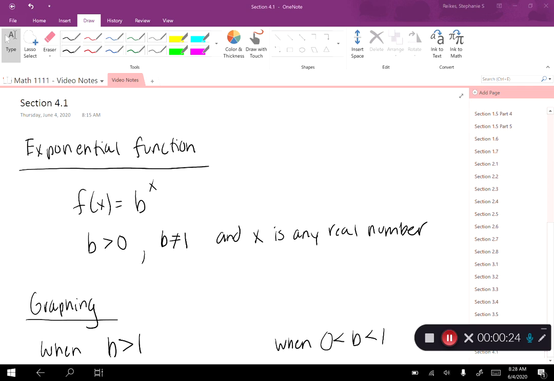f(x) is equal to b raised to the x. So an exponential function is when your variable x is actually in the exponent position. Your base, b, must be greater than 0 and it cannot be equal to 1. Let's take a look at the graphs of an exponential function.